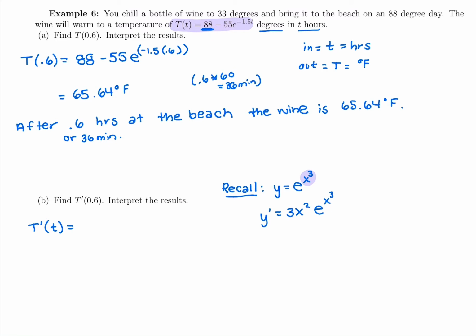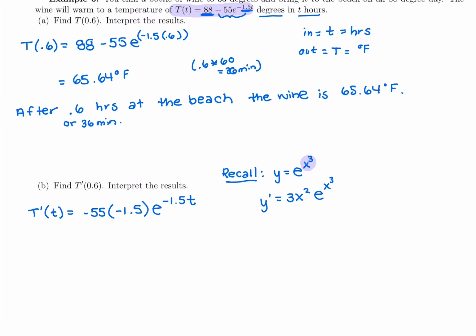We're going to take the derivative of 88 first. The derivative of 88 is 0. And now this next piece, I'm going to keep that constant multiple, just like we would if it was the derivative of 5x squared. The derivative of 5x squared is 10x because you kept the 5, okay? So we need to keep our constant multiple, negative 55, and then take the derivative of e to the negative 1.5t. So first of all, what's the derivative of the power? The derivative of negative 1.5t is negative 1.5. Derivative of the power times e to the original power.